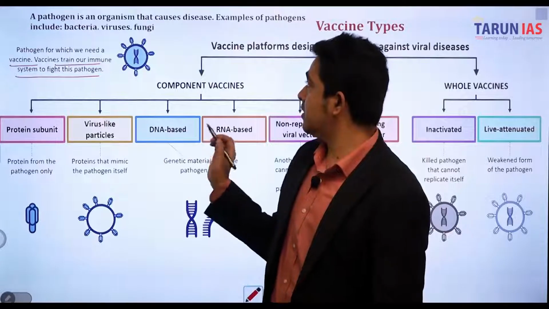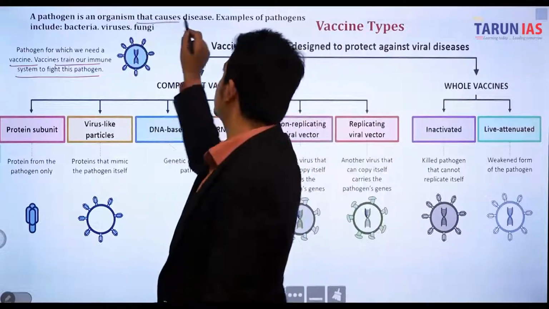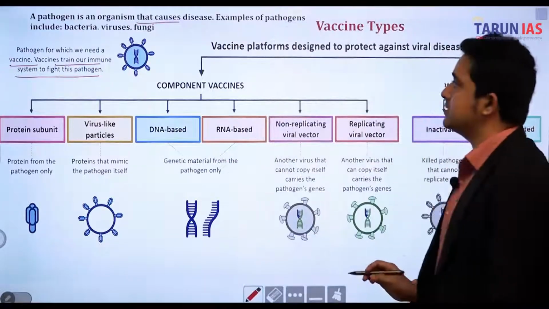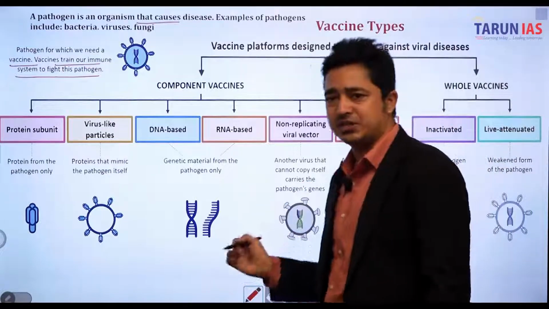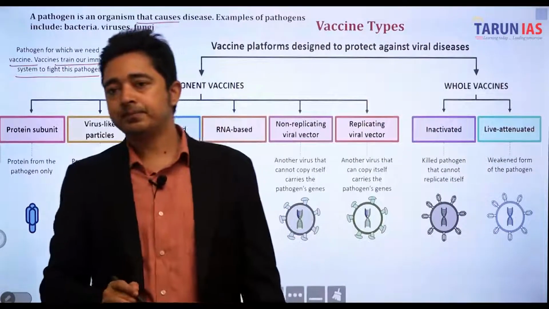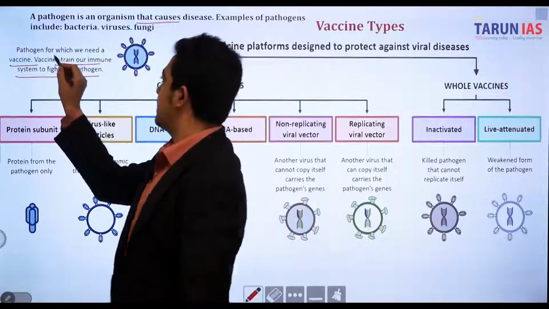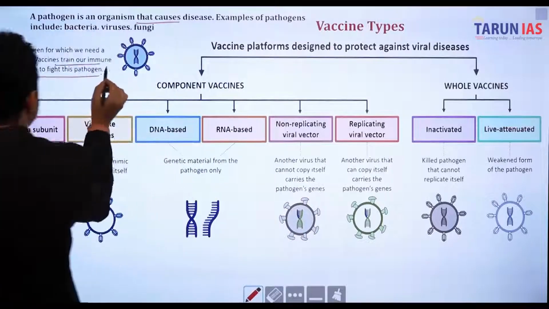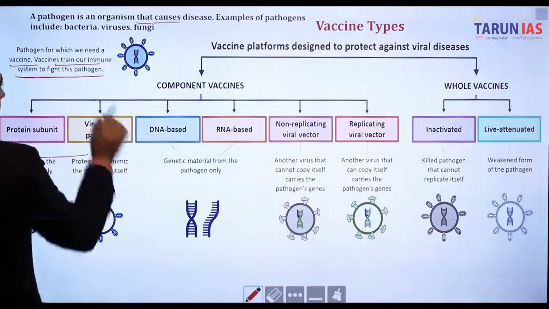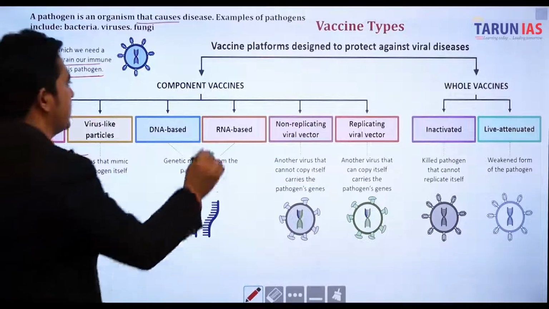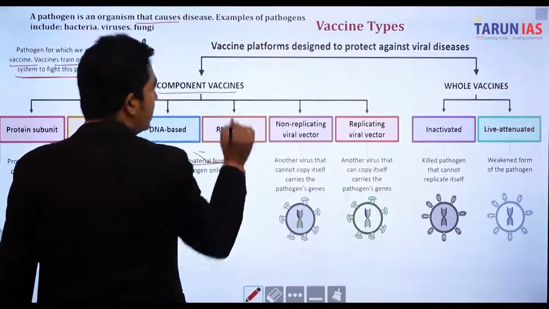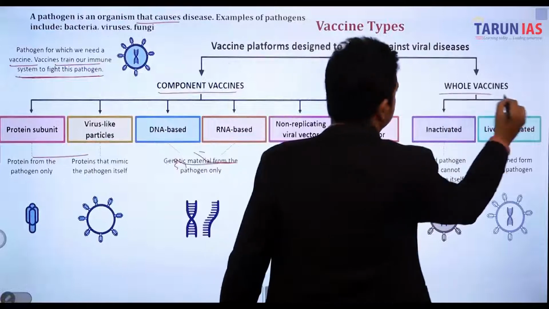So a pathogen is an organism that causes disease. Examples of pathogens include bacteria, viruses, and fungi. So a pathogen is what we need a vaccine for. A vaccine trains our immune system to fight the pathogen. So, the vaccine types here, as we can see, are the component vaccine and the whole vaccine.